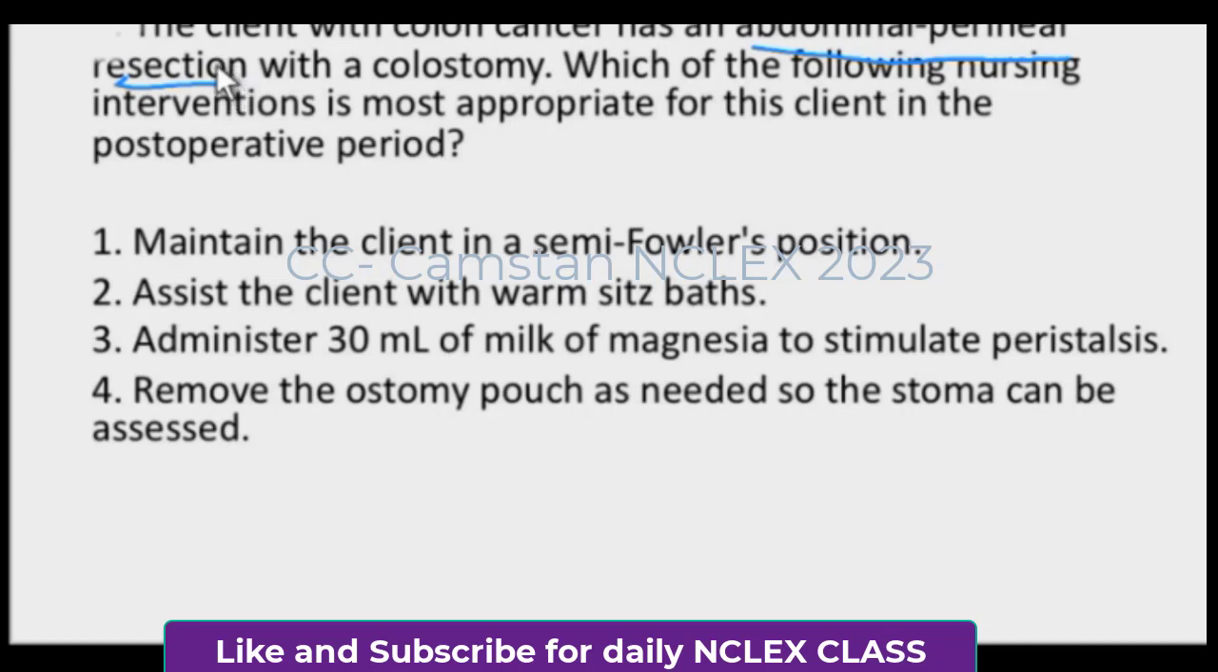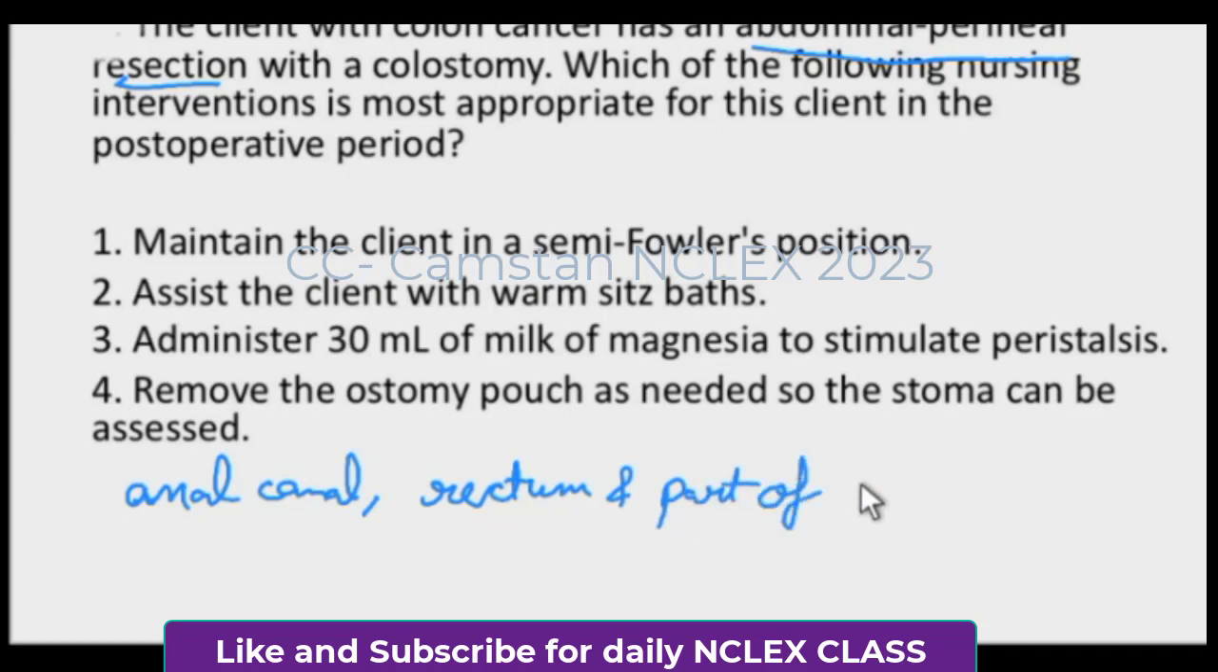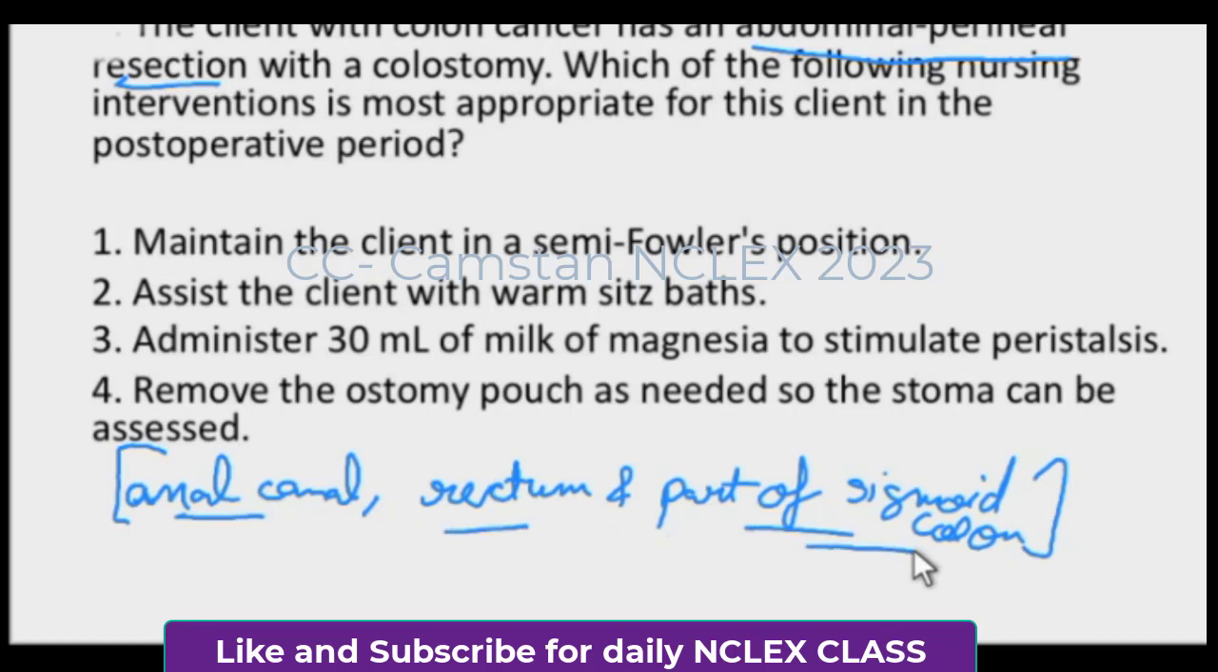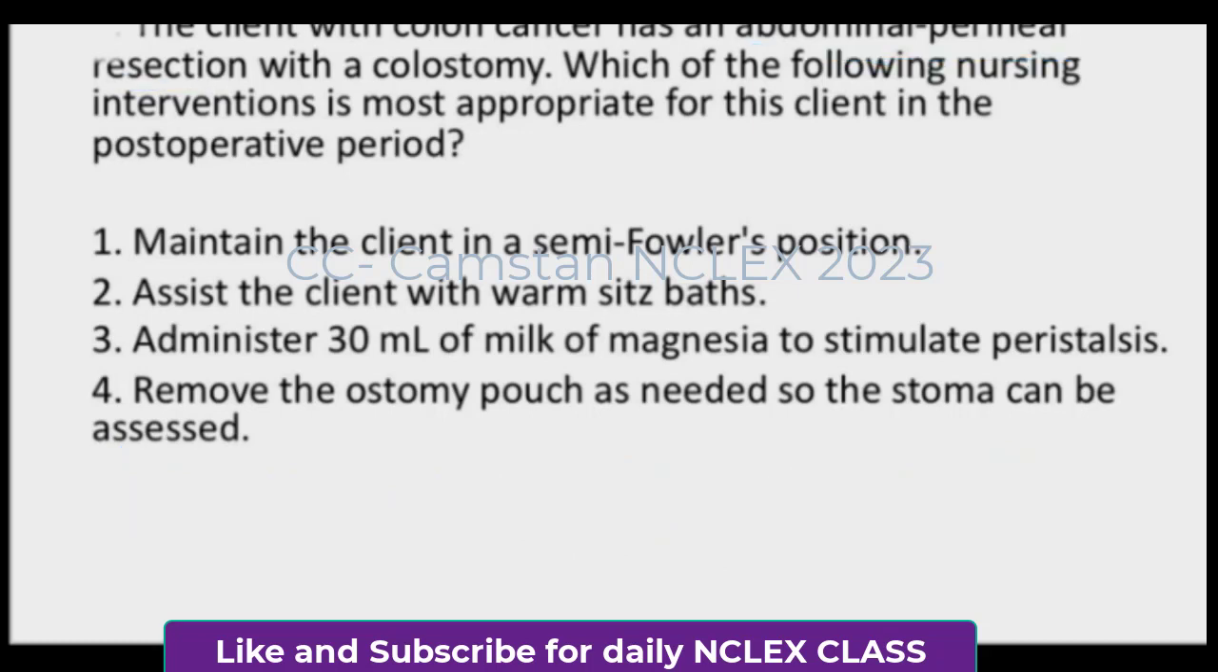It is a procedure that we do in case of colon cancer. In this procedure of abdominoperineal resection, the entire anal canal, rectum, and part of the sigmoid colon are removed. So in APR, we remove the anal canal, rectum, and a part of the sigmoid colon. This is the procedure of APR. Then the perineum is closed after that, and a permanent colostomy is taken out.